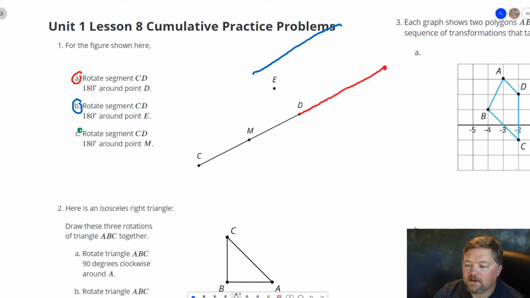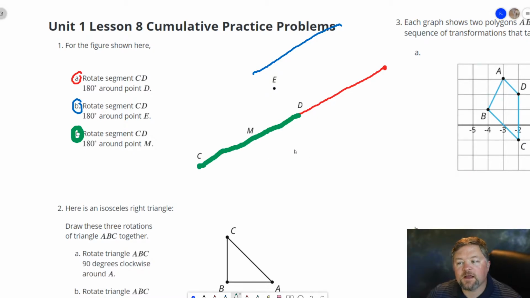Rotate CD 180 degrees around point M. M is the midpoint of CD. If we rotate it 180 degrees around this, it's going to be right back where it started. Just D prime is here and C prime is here.